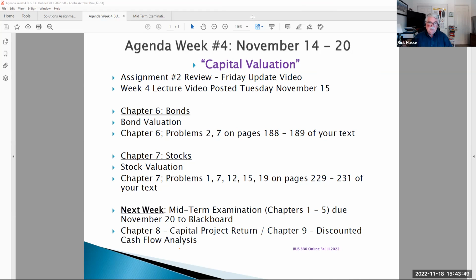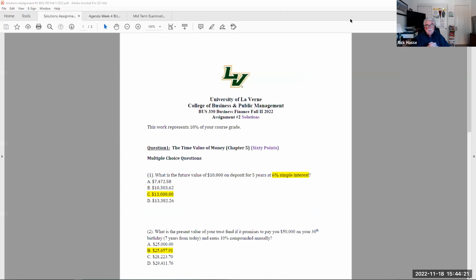So let's take a look at our assignment 2 review. Okay, assignment 2 is basically determining your ability to do some time value of money calculations. This is the solution file posted to Blackboard, and also I have given you an Excel file on how I calculated these numbers, and we'll look at that file in just a minute.